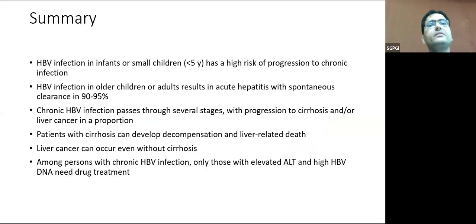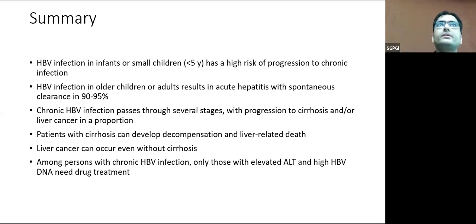So to summarize, HBV infection in infants or small children has a high risk of progression to chronic infection. HBV infection in adults results in acute hepatitis with spontaneous clearance in 90 to 95%, and less than 1% may progress into acute liver failure. Chronic hepatitis B infection has several stages with progression to cirrhosis and liver cancer in a proportion. And those who develop decompensation and HCC have higher chances of fatal outcomes. An important thing to remember is that liver cancer can occur even without cirrhosis.